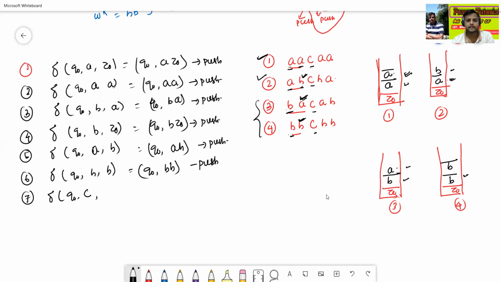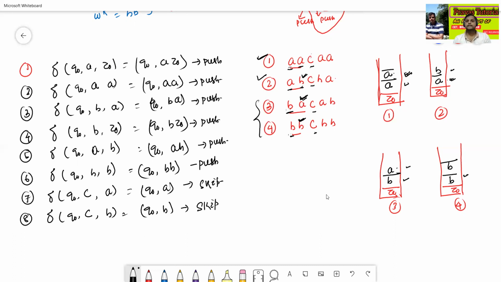So when the PDA in Q0 reads C, the top of the stack is either A or B. If it is A, this is Q0 A, meaning skip. So the eighth one: delta Q0 C, top of the stack is B, this is Q0 B. If it is Q0 B, it means skip.